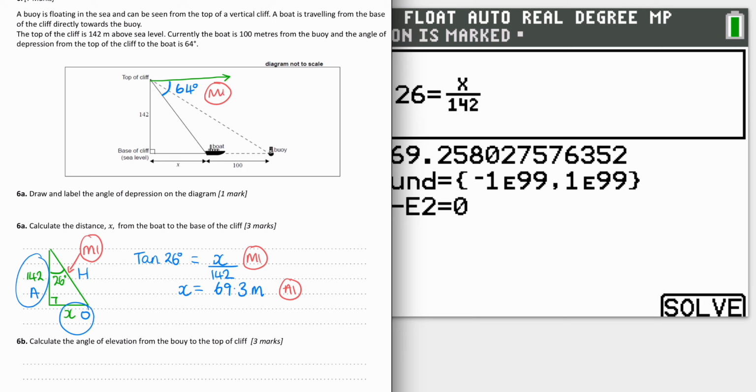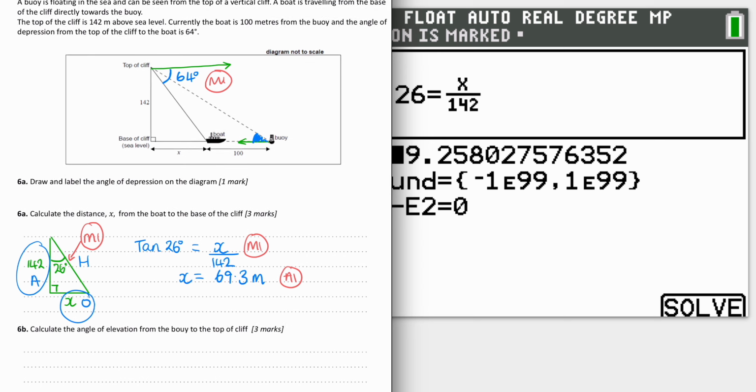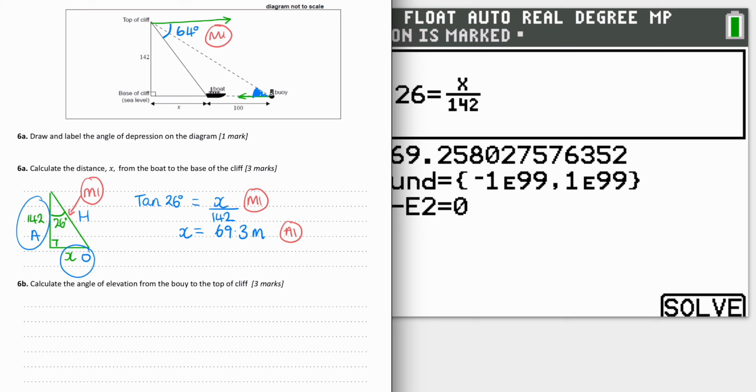And then the second part of this question says we need to find the angle of elevation from the buoy to the top of the cliff. So the angle of elevation is this one here. It's always from the horizontal and it's looking up. So it's this angle that I'm interested in finding. I could draw a non-right-angled triangle, but I might as well keep it simple, so I'm going to draw a right-angled triangle. This one is a little bit bigger. The boat sits here, but I'm interested in this larger triangle going from the buoy all the way back up to the cliff.